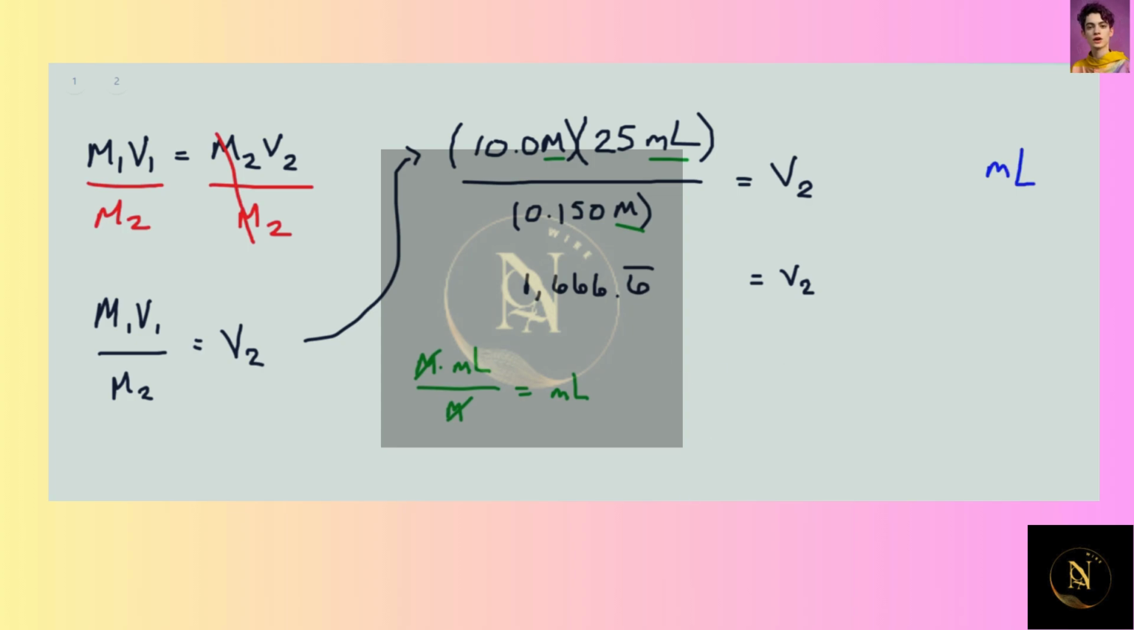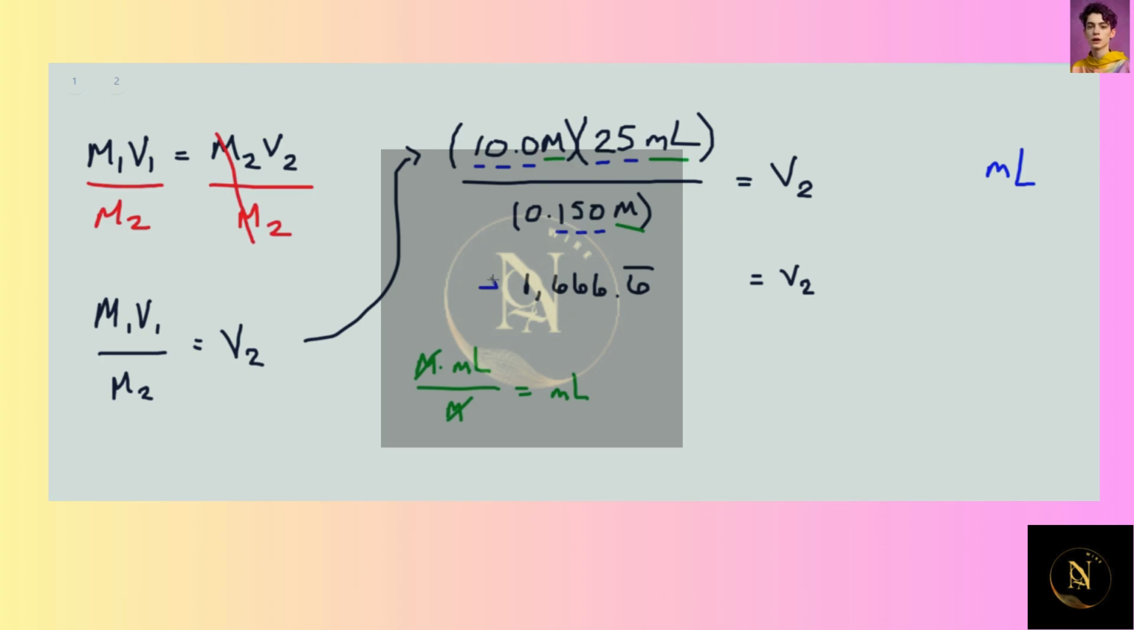And if we remember our rules of sig figs from chapter 1, we know that for multiplication and division, we are limited by the limiting number of sig figs. So if we just count them up, we have 1, 2, 3 sig figs in this number, 2 sig figs in that 25 milliliters, and 1, 2, 3 in 0.150 molar. So we're limited by the 2 sig figs in 25. So that's what's going to dictate how many sig figs are in our answer.